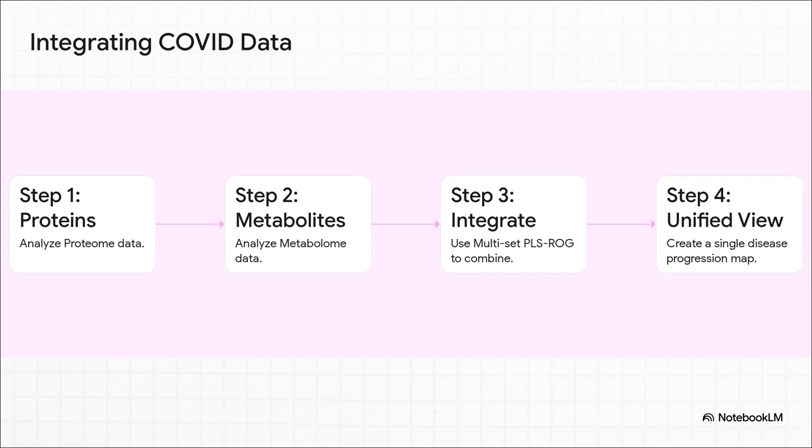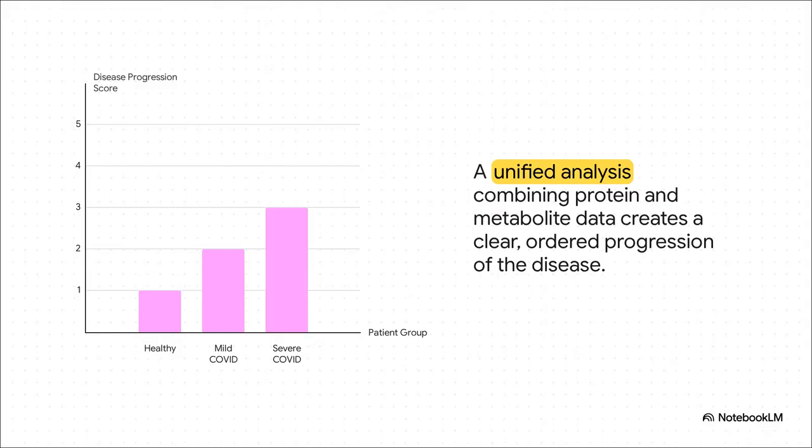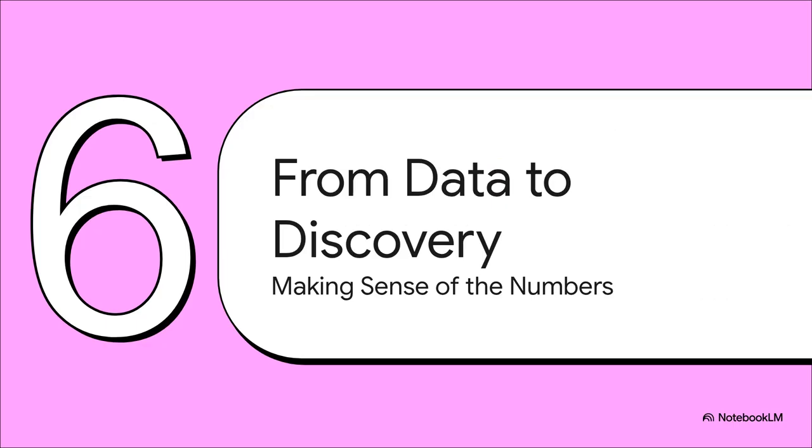But there's a specialized tool in the Loadings package that can actually weave these completely distinct data sets together into one single unified picture. And this is the result. This single chart, which combines those two different omics datasets, perfectly separates the healthy people from those with mild COVID and those with severe COVID. It creates this clear, ordered progression of the disease. And this is the kind of insight that can lead to brand new diagnostics and treatments. It's huge.